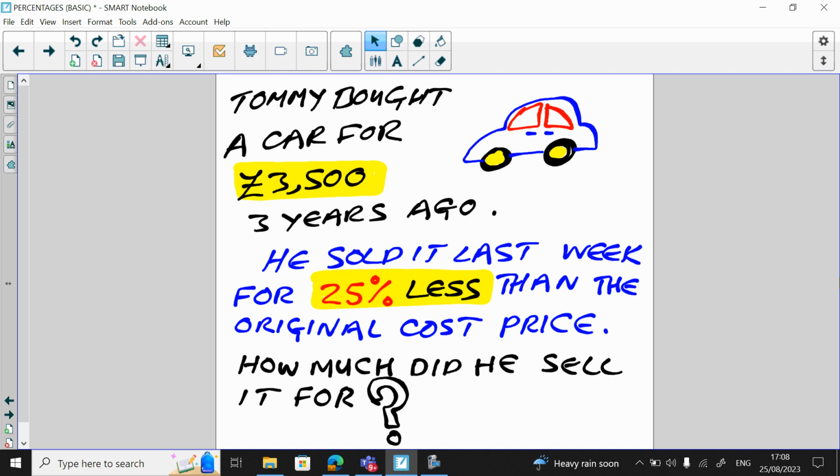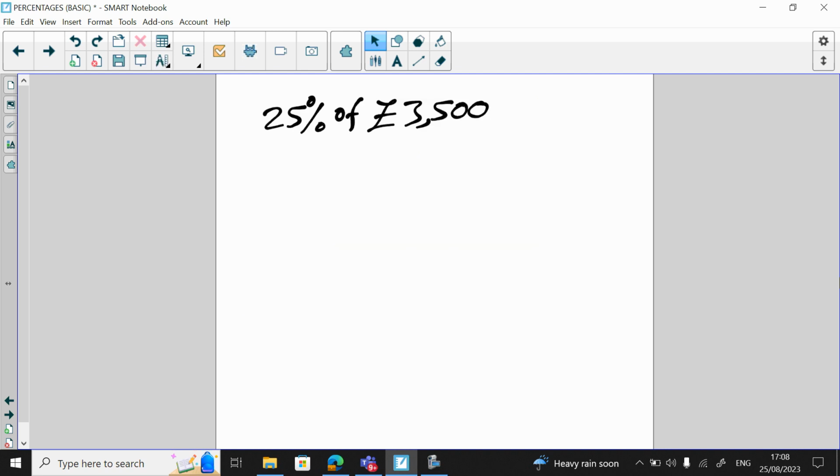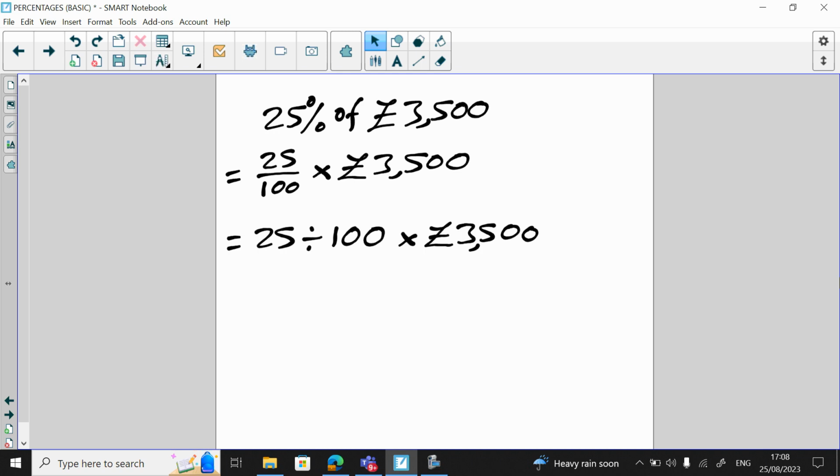So let's just go and get the percentage first. 25% of £3,500. Percentage into fraction times the amount. Fraction into divide times the amount. Calculator time. Don't forget the pounds and the answers. Hopefully you got that.